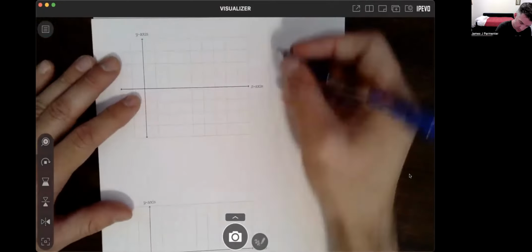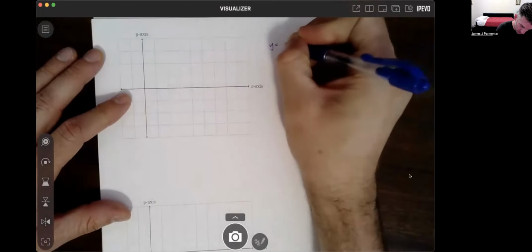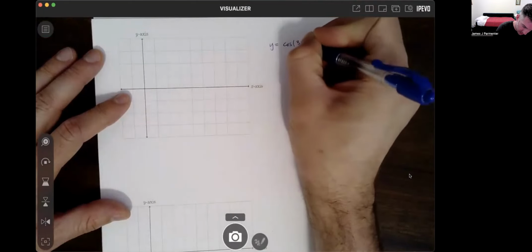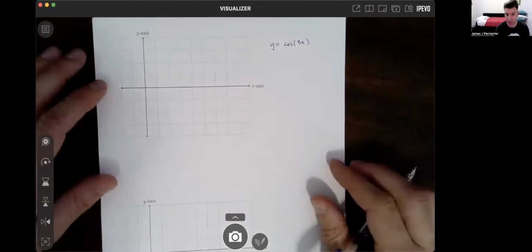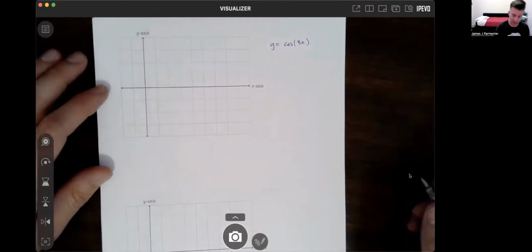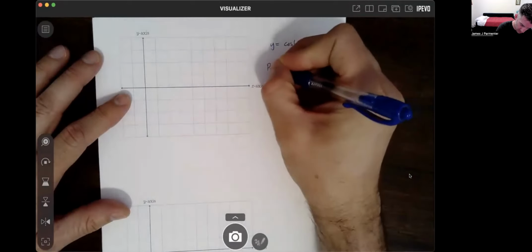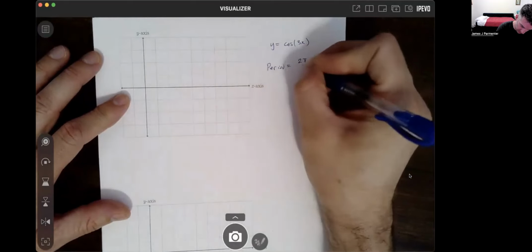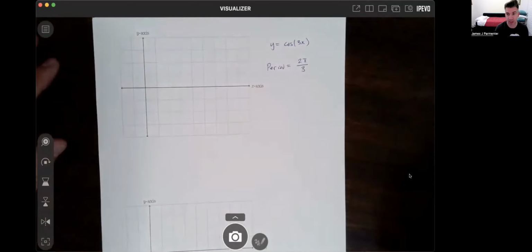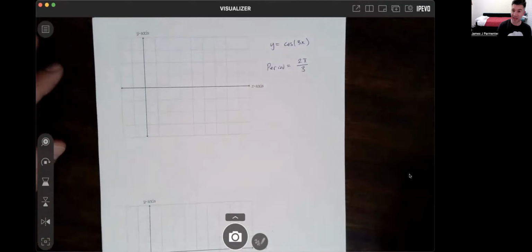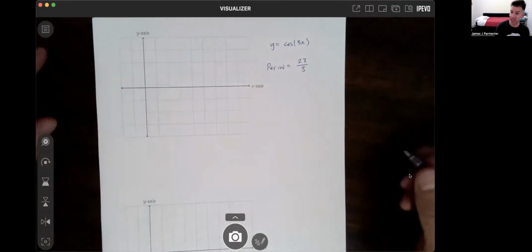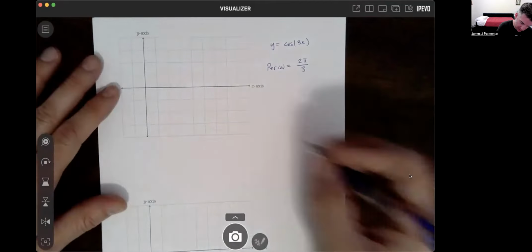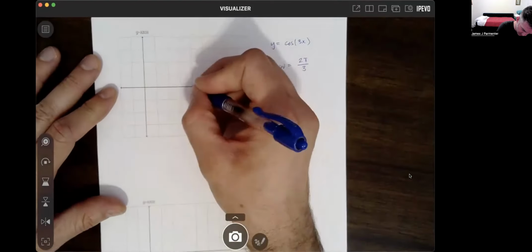So let's try graphing something like y equals cosine of 3x. So here's what we're going to do. We're going to look at what the new period is. So my new period is going to equal 2 pi divided by 3. And then the breaking in half and then breaking each of those in half again becomes a little bit more challenging. So let's just mark it off. Let's say here's 2 pi over 3 just to make it easy.